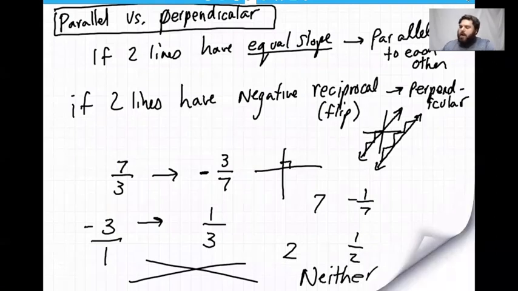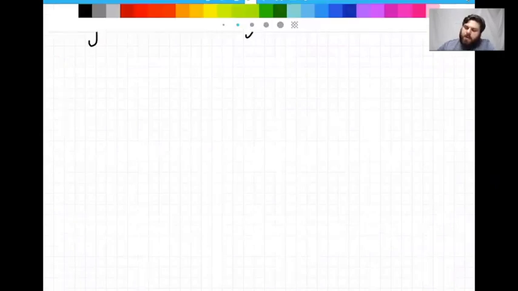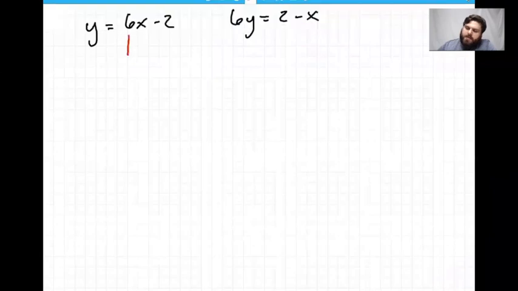All right, so let's try an example. We have two equations, y equals 6x minus 2 and 6y equals 2 minus x. These are two lines, two linear functions. I want to know whether or not they're parallel, perpendicular, or neither. Okay, so let's find the slope. What's the slope of the first line? The slope of the first line is 6. Okay, that's the first line's slope.